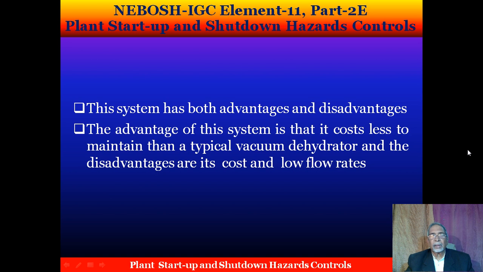This system has both advantages and disadvantages. The advantage of this system is that it costs less to maintain than a typical vacuum dehydrator. And the disadvantages are its cost and low flow rates.